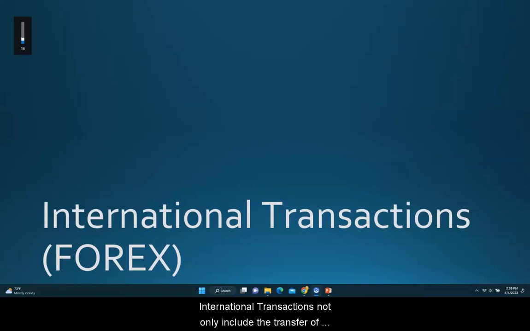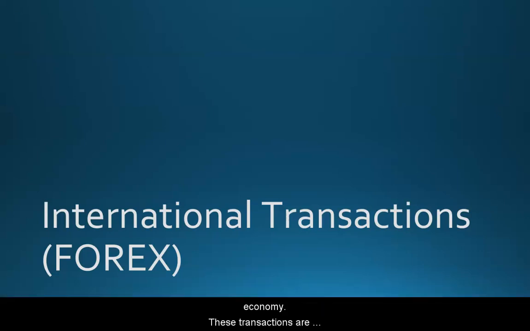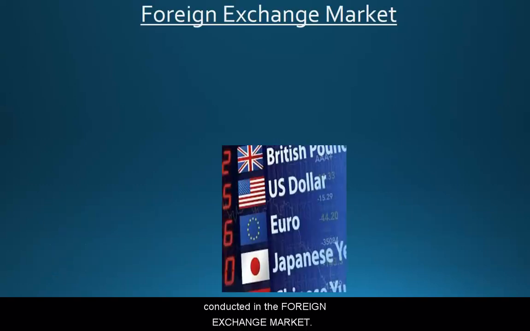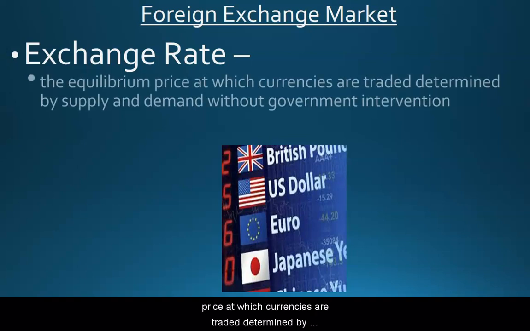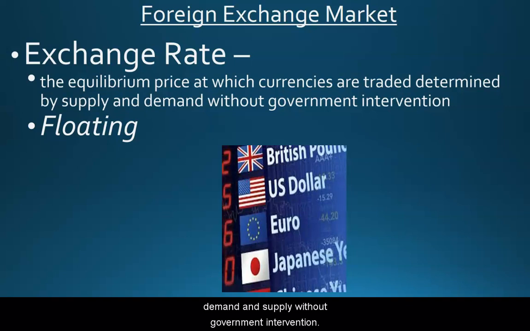International transactions not only include the transfer of goods and services, but also currency in an open economy. These transactions are conducted in the foreign exchange market. The exchange rate represents the equilibrium price at which currencies are traded, determined by demand and supply without government intervention. This can also be described as a floating or flexible exchange rate.